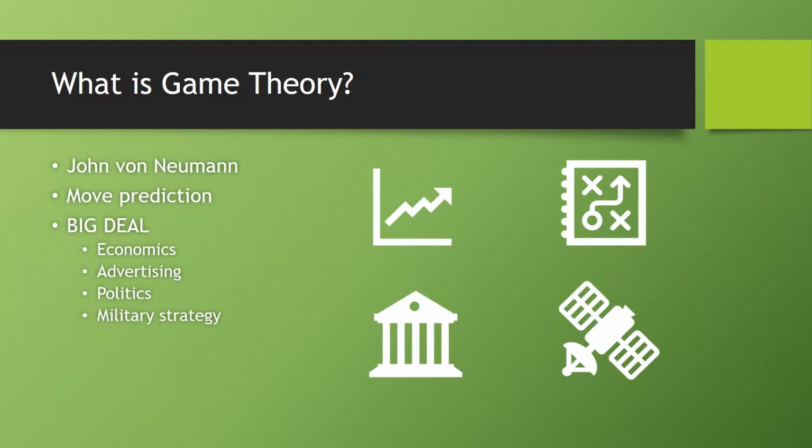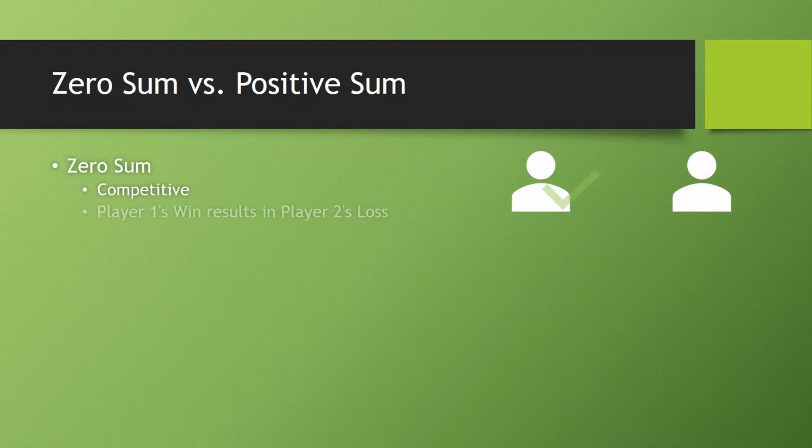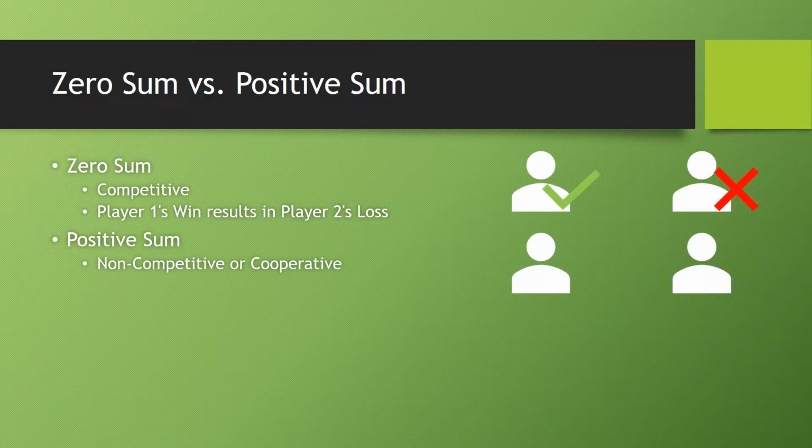One of the concepts in von Neumann's book was that all competitive games were zero-sum, and that there was always an optimal solution for both parties. Zero-sum games are competitive games where one player's gain is another player's loss. Non-zero-sum games, sometimes referred to as positive-sum games, refer to games that are often non-competitive or cooperative, where both players can lose or they can both win.